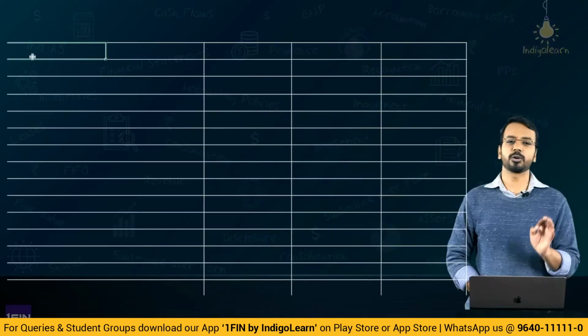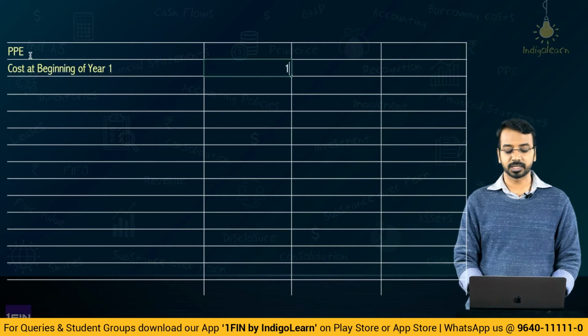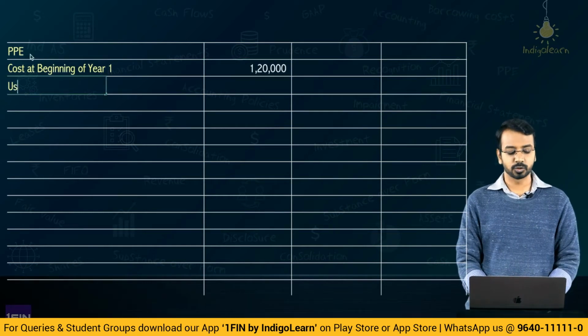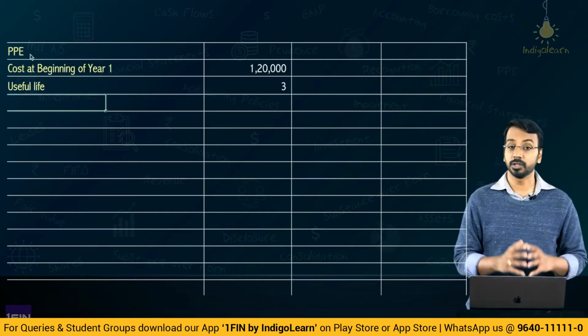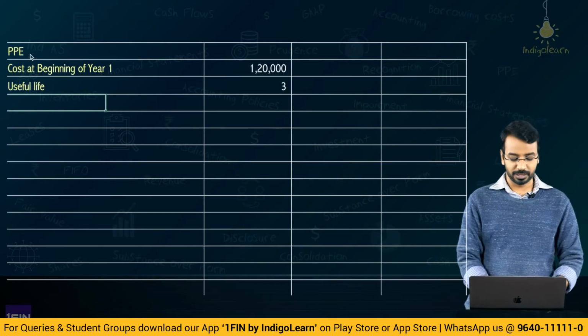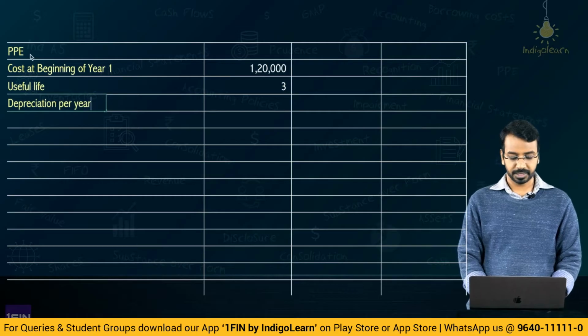So assume for a moment this business has only one item of PPE, cost at beginning of year one at which it was purchased is 1,20,000. A very simplistic assumption. And let us say useful life of this is 3 years for the purpose of accounting as per Ind AS 16, and there is no residual value. So depreciation per year is how much? 1,20,000 divided by 3.